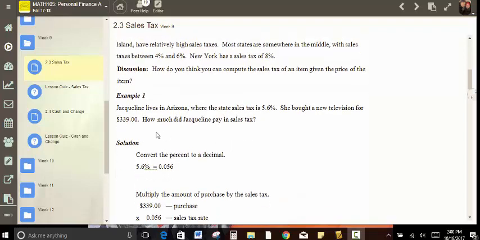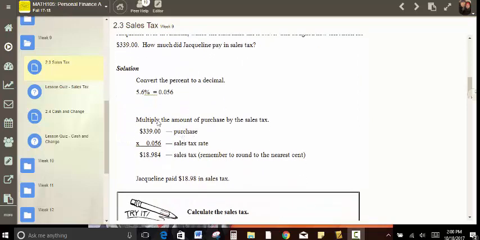For this first example, it's just telling you the sales tax in Arizona is 5.6%, that Jacqueline bought a television for $339, and then they're asking how much Jacqueline is going to pay in sales tax. So on this, it's actually quite simple. This $339 is the price that the store set for the television, so it does not include tax. So she's going up to the register and they're going to add 5.6% to it. So what you're going to do is multiply 5.6% by $339 and get your answer.